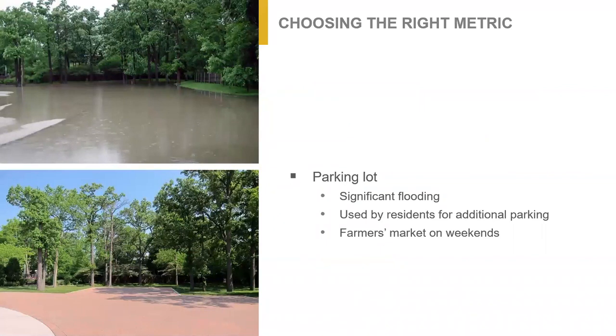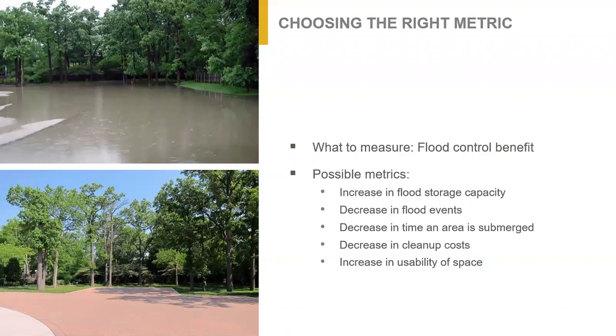So we'll get to Blue Hole, but I did want to start out with a more straightforward example to illustrate what the process of selecting a metric looks like. This is a renovated parking lot. Before the renovation, the parking lot would significantly flood in rain events. This parking lot is used by local residents for overflow parking for guests, and it also hosts a farmer's market on weekends. Okay, so for this project, when we want to choose a metric, first of all, a clear goal of this project is flood control, right? We want this to show in some way that this site has provided a flood control benefit.